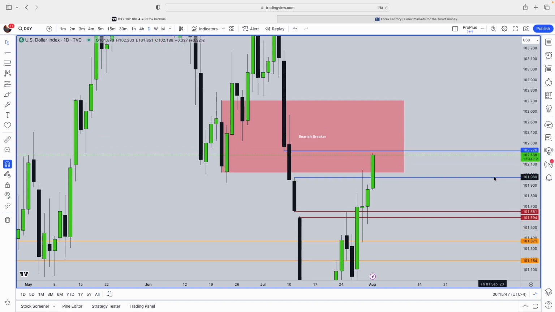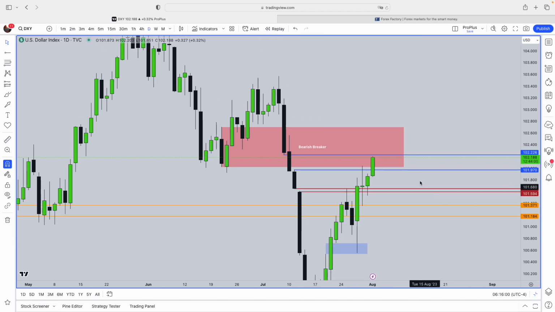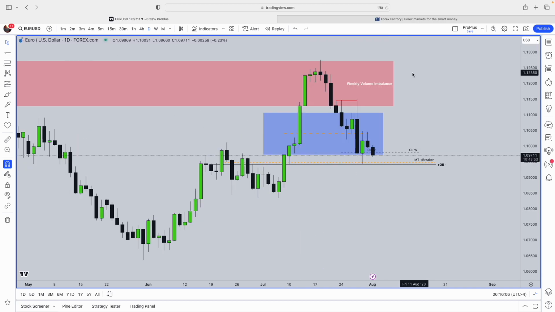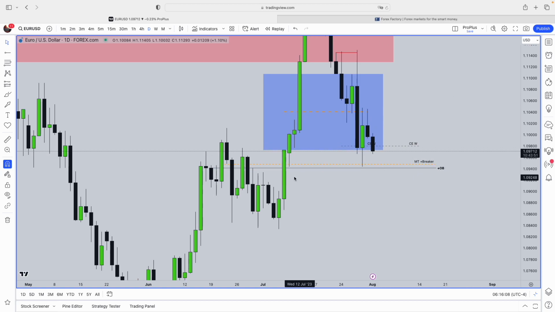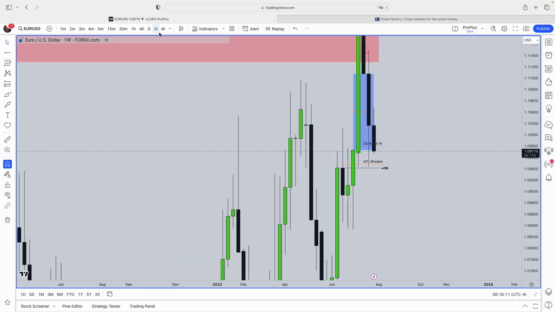And there. So that still can push up a little bit more, and then it also maybe wants to run into that SIBI here, or the mean threshold of the breaker. I'm not going to be rushing into much at the minute though, but that is my draw on liquidity, in my opinion. This bullish order block here on the weekly.